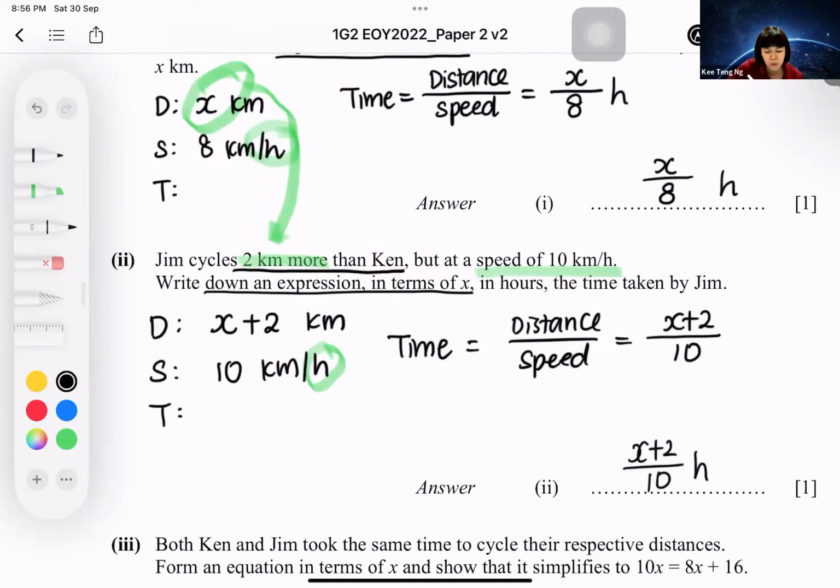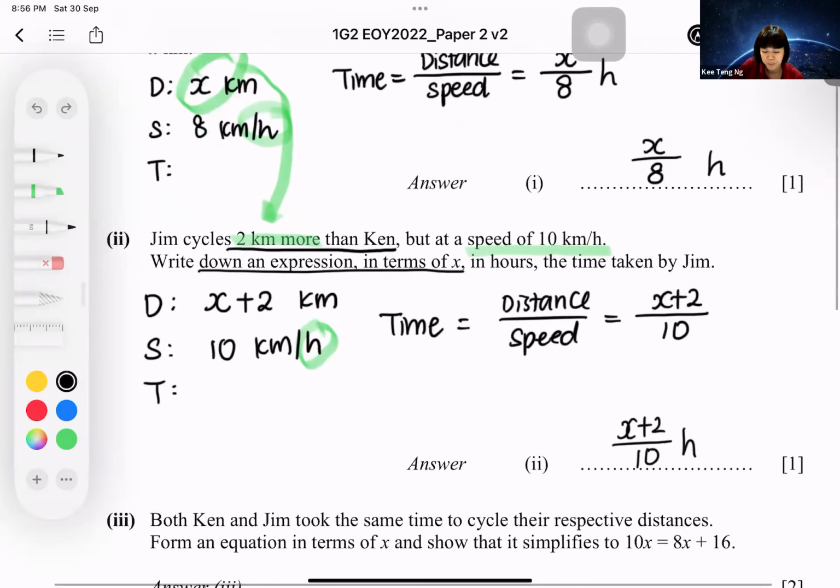Now, students sometimes go and say the 2 and the 10 cancel away. Cannot, this is not correct, because the X has no factor 2. So don't anyhow simplify or cancel away anything from the equation. So this is just X plus 2 over 10. You notice we have 2 fractions over here already.